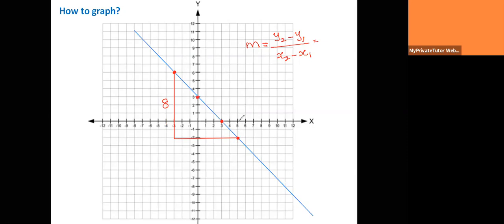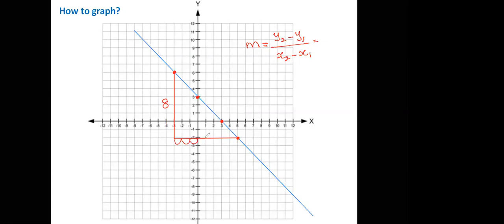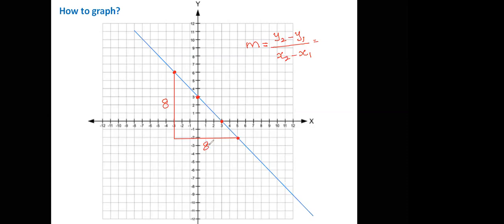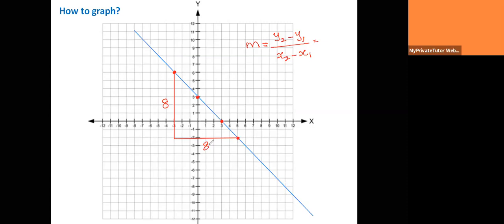You can choose the number here, and you can subtract with this. You will get that. Or else just calculate 1, 2, 3, 4, 5, 6, 7, and 8. So we have 8 and 8 here. So we have the rise as 8 and run as 8. What does that mean? The horizontal distance is 8, and the vertical distance is 8.